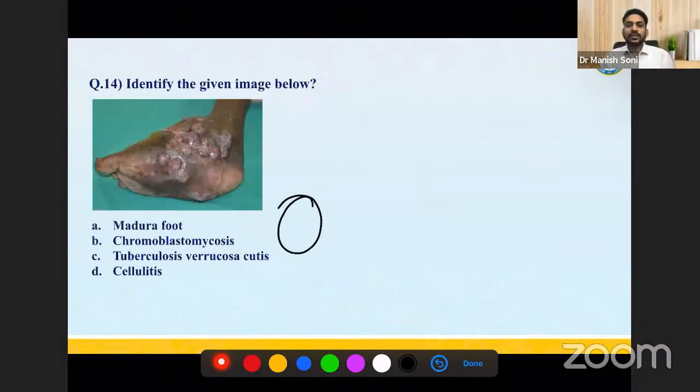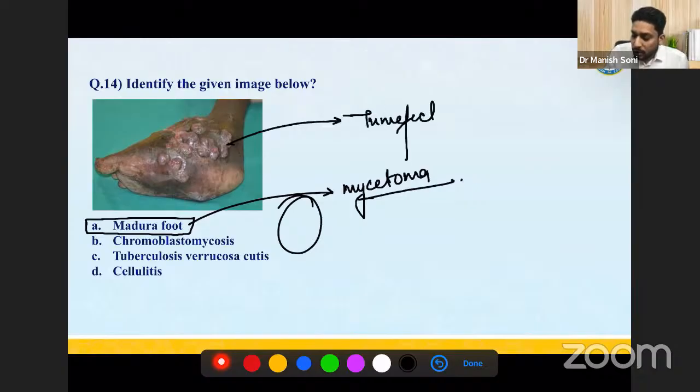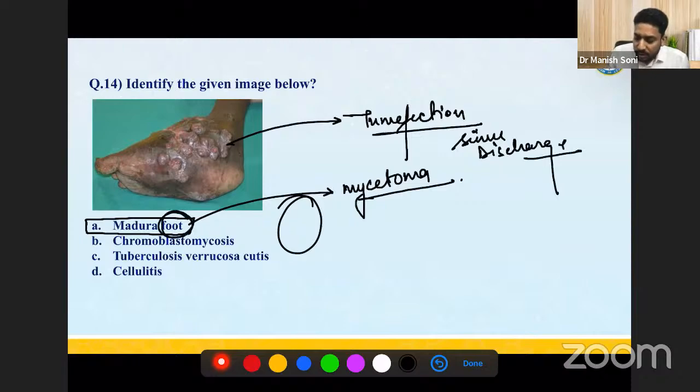Very good. Now, this is a very classical case. Just by looking at the image, you can answer it, because all of you must have seen this image, and it was asked in your screening exam as well. The answer of this question is Madura foot or mycetoma. Why? Because here there is tumefaction, that is multiple swellings with multiple sinuses and discharge. And the most common site is foot. So this is a case of Madura foot or mycetoma.